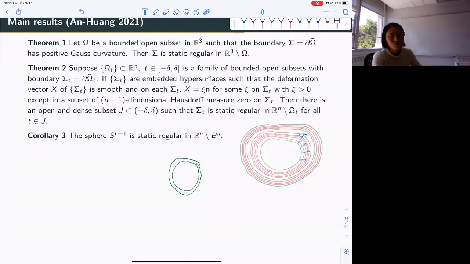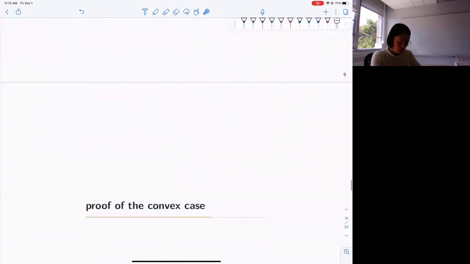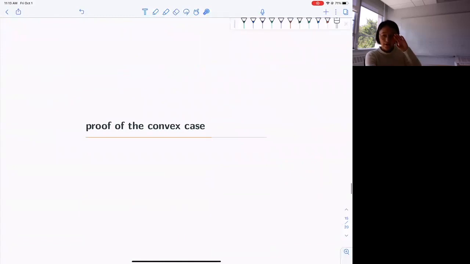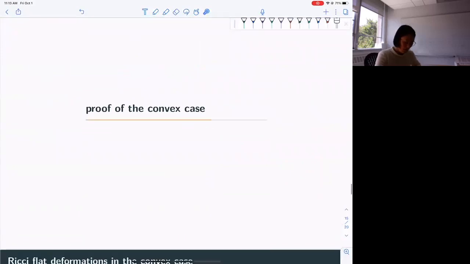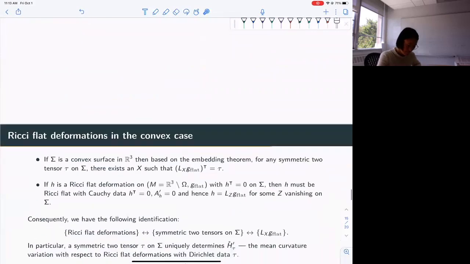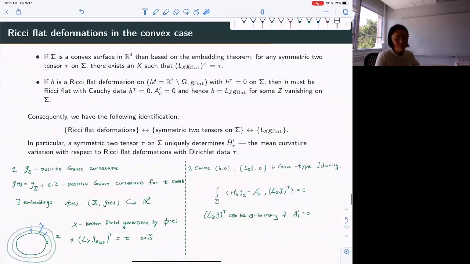The proofs for those theorems are very long and take lots of time to explain in detail. So here I will just show you the proof in the convex case. Okay, before I proceed, any questions? Okay, so let's take a look at the convex case.